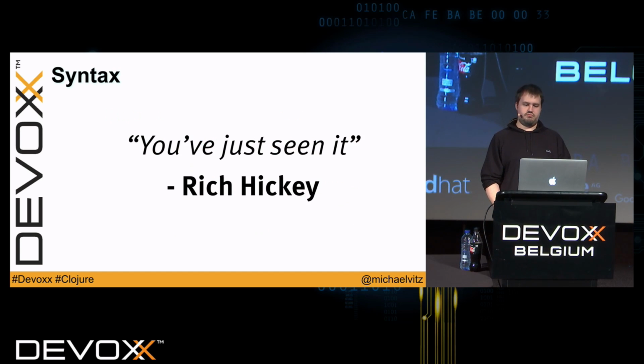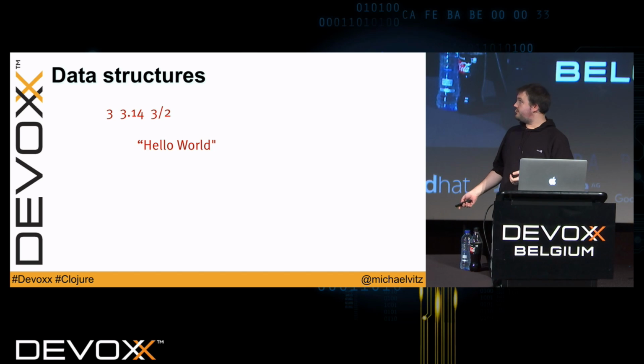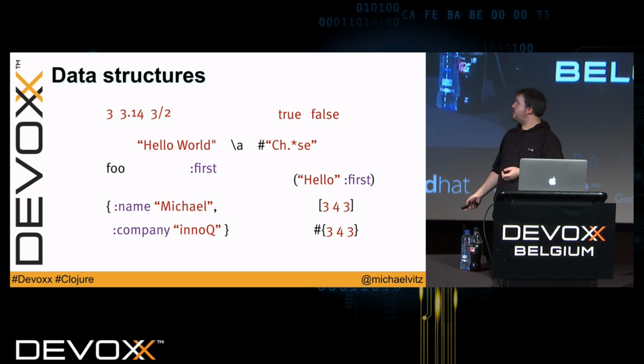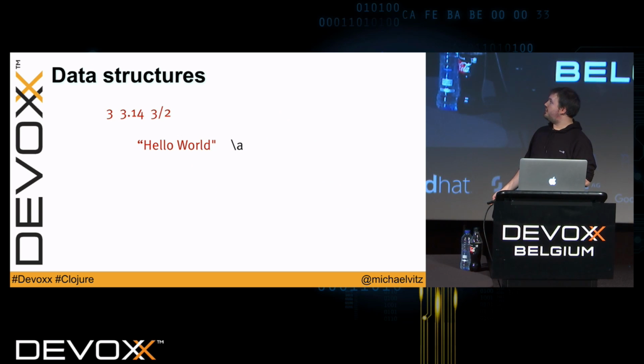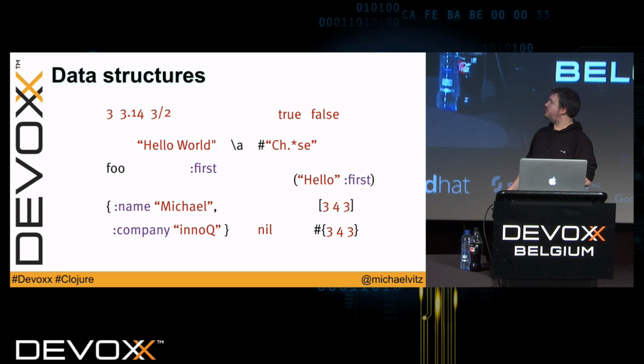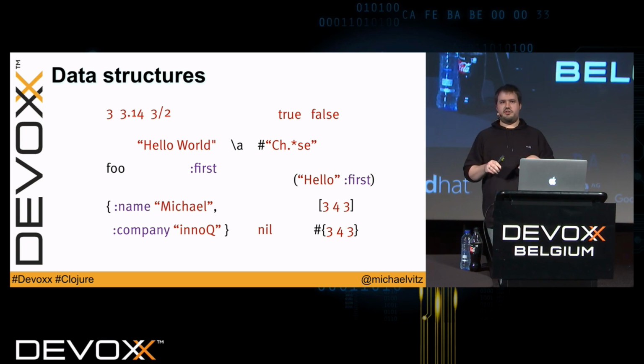So, syntax. You've just seen it. So this slide contains everything. Okay, too fast. This slide contains every syntax you see in a normal Clojure program.